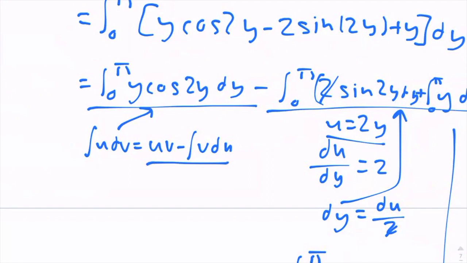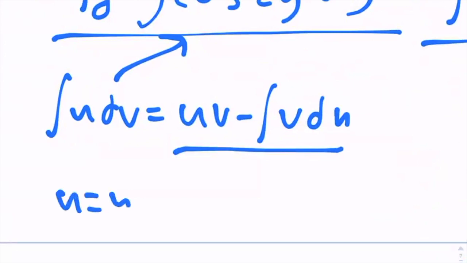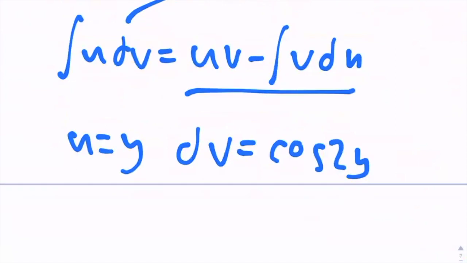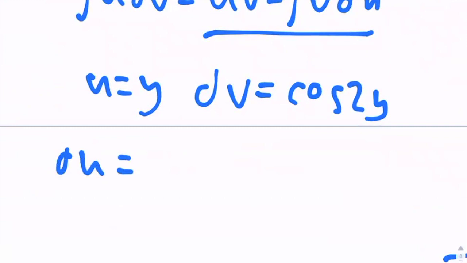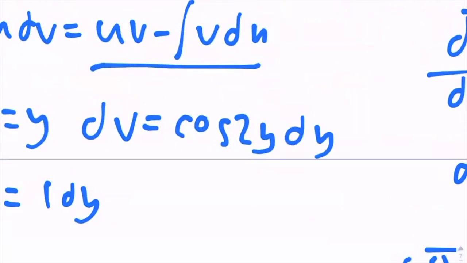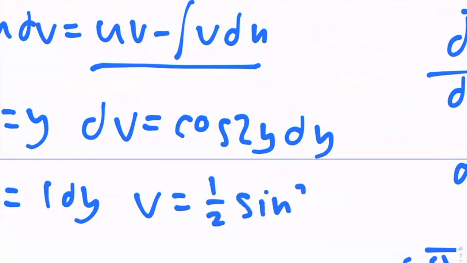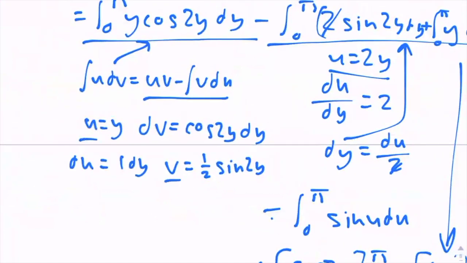And what we can say is that we can define u to be y and dv to be cosine 2y. And then when we find du, we find that simply equal to dy or 1 dy. Let's not forget the dy right there. And then when we take the integral of this, we get v is equal to 1/2 sine of 2y. So there we go. We have our u and v values, and our du and dv values again, and then we can go ahead and plug it into this.